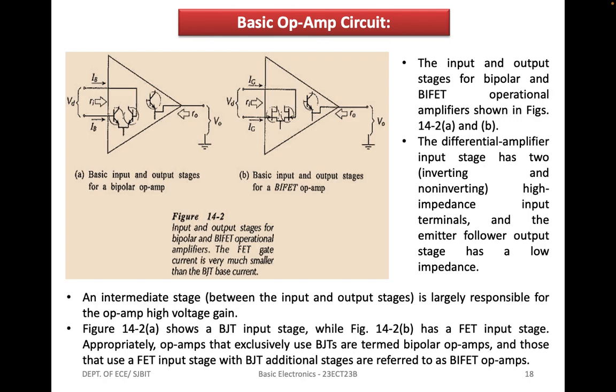Here, figure A shows a BJT input stage, and figure B has a FET input stage. Op amps that exclusively use BJTs are termed bipolar op amps, and those that use a FET input stage with additional BJT stages are referred to as bi-FET op amps.